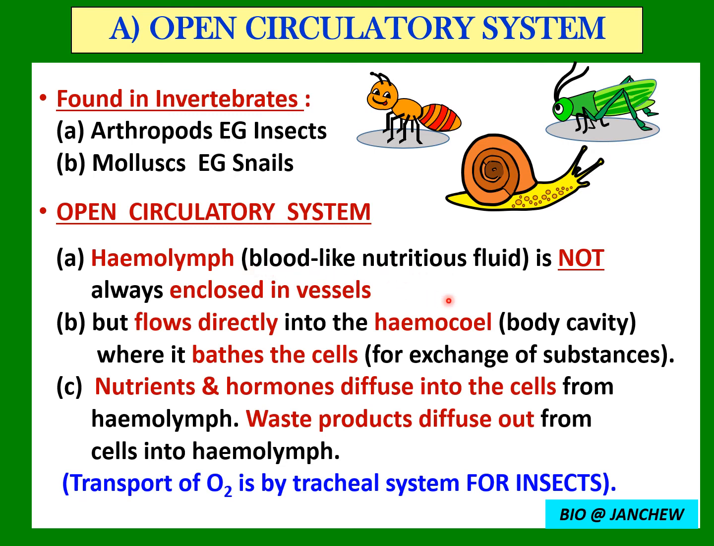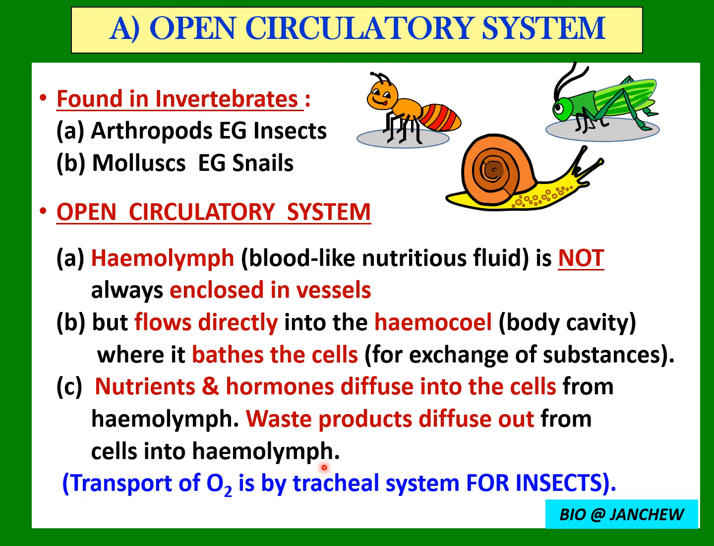So this fluid is not always enclosed in the vessels, in tubes, but it will flow out from the open-ended tubes into a body cavity called the hemocoel, where it bathes the cells directly. It will touch the cells and bathe the cells for exchange of substances. So nutrients and hormones from the hemolymph will then diffuse into the cells, whereas waste products from the cells will diffuse out into the hemolymph. So there is exchange of substances, okay?